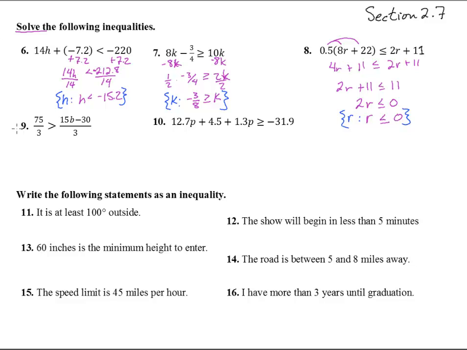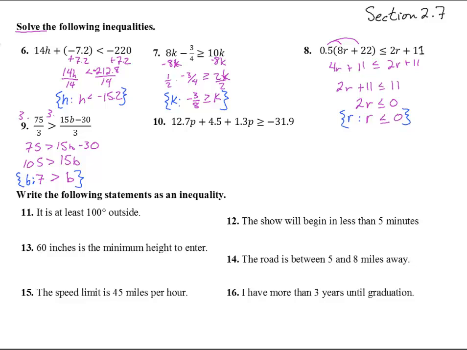Next one. Wow. Oh, everything's over a 3. That's good. We can times by 3, and we have 75 is greater than 15b minus 30. Add 30 over here, you get 105 is greater than 15b. Divide by 15, and we get that b is smaller than 7. So b is smaller than 7, or 7 is bigger than b, and put on the, yeah, like that. There we go.